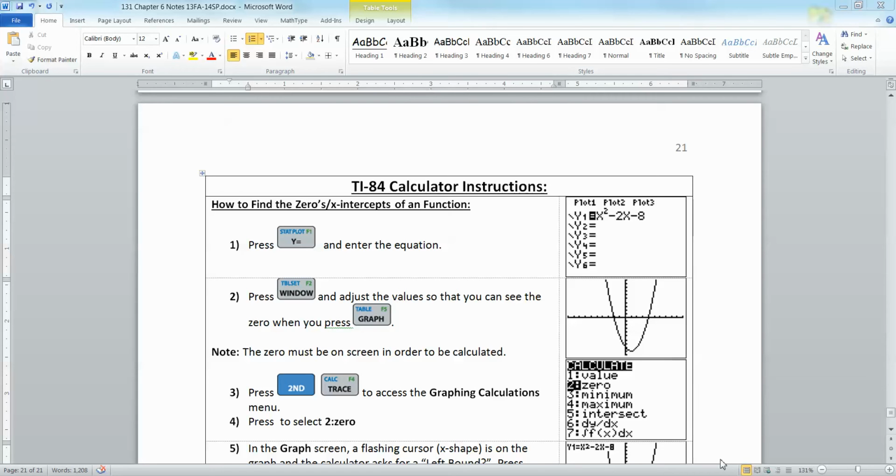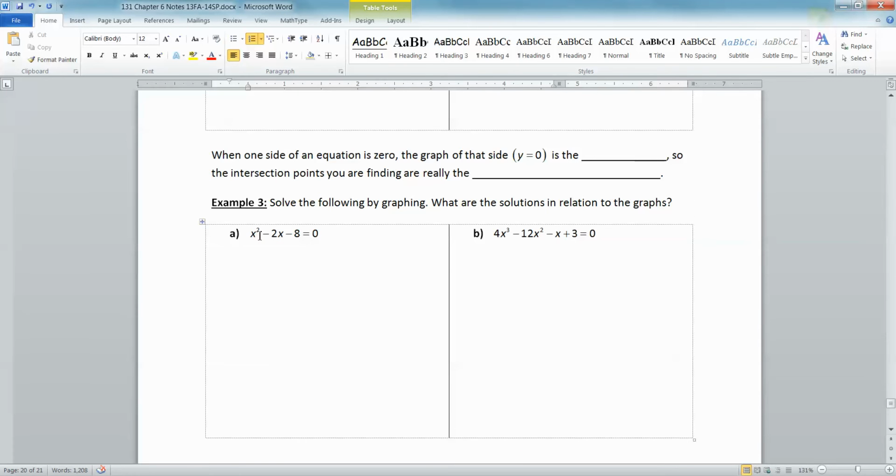This time we're going to be finding the zeros of a function, which by the by also means that you're finding the x-intercepts. They're kind of one and the same. That'll become clear once we do this problem. So I'm actually going to solve the problem right here where it's x squared minus 2x minus 8 equals 0.